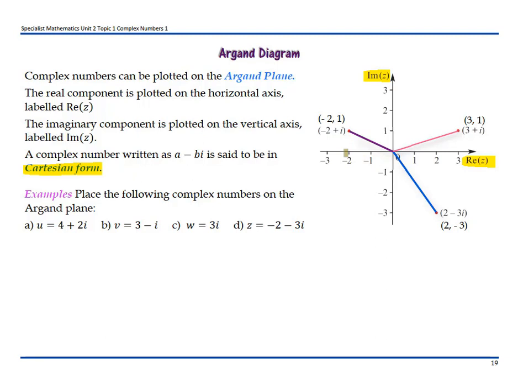Looking at the examples, place the following complex numbers on the Argand plane. Now pause the video, have a go. I just did notice at 4 plus 2i, you will have to extend your real axis to fit that in. Okay, so have a go.